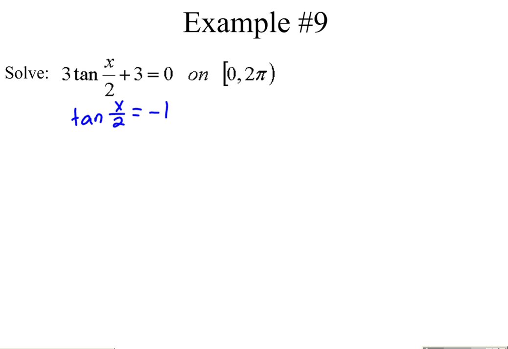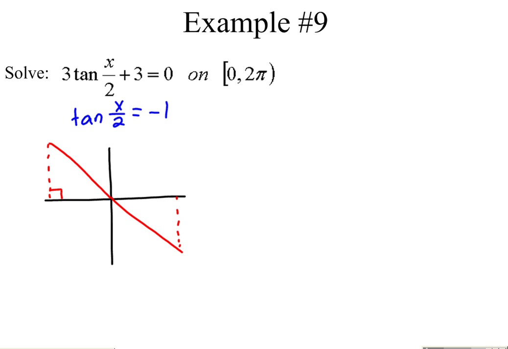Number 9, solve for tangent of x over 2. So we can see right away we have a period change here, but we're going to ignore that until the end. Tangent of x over 2 equals, subtract the 3 over, divide by 3, we get negative 1. So we're drawing reference triangles where tangent is equal to negative 1. All students take calculus tells us that tangent is negative in 2 and 4.